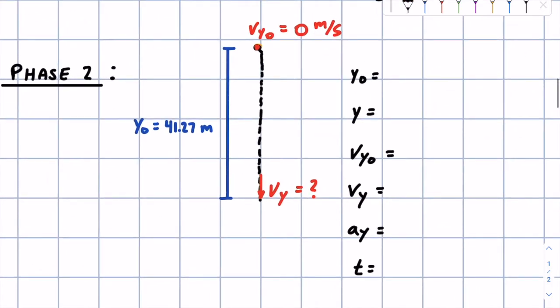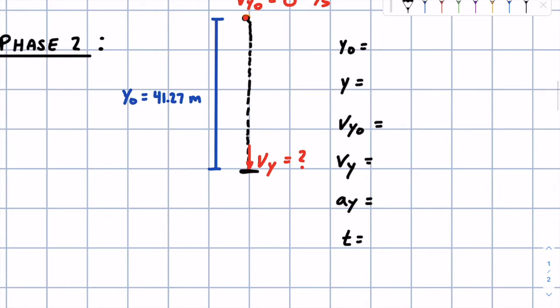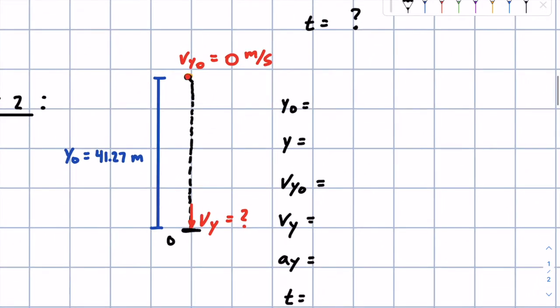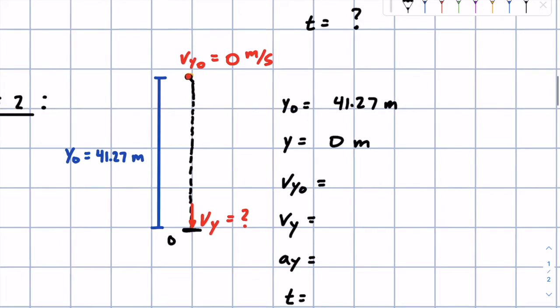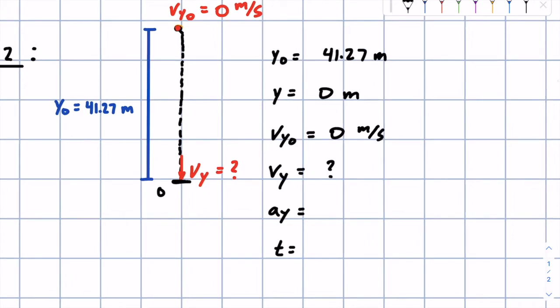We do know our initial y distance. Here it is. And we know that y final is going to be here at 0. So let's plug these things in. We've got y naught is equal to 41.27 meters. Y final is going to be 0 meters. The initial velocity is 0 meters per second. The final velocity, we don't know. Acceleration is negative 9.81 meters per second squared. And time, we don't know.